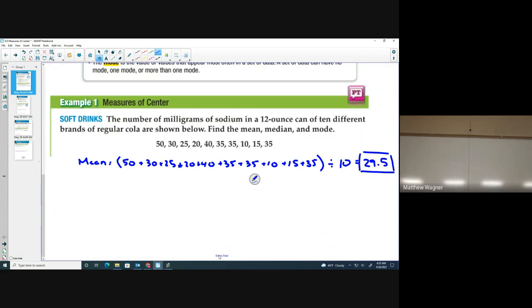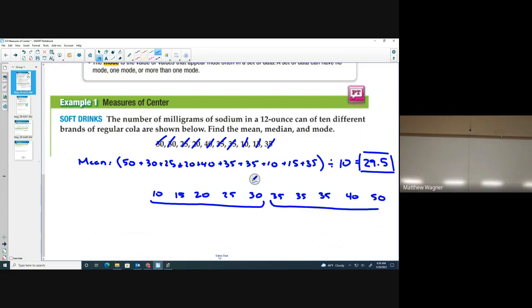For the next piece, it's typically easiest to arrange from smallest to largest. So I'm going to go through the list: 10, 15, then we have 20, 25, then we have 30, we have 35, 35, 35, 40, and 50. So when arranging your information for the median, it's typically easiest to go smallest to largest. Then we can go through. Notice we have 5 entries here, and 5 entries here.